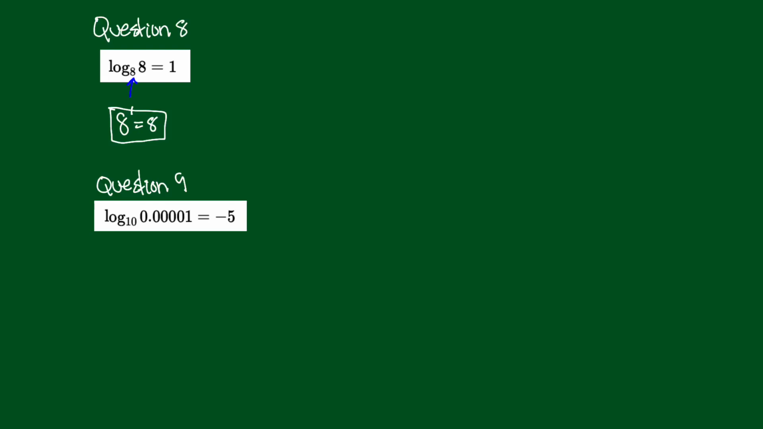Question 9, we're going to convert this logarithmic statement to an exponential statement. The logarithm is the exponent. Exponent is -5. It goes on that base, which is that 10. So how about 10 to the -5 is equal to 0. I see 4 zeros and a 1.